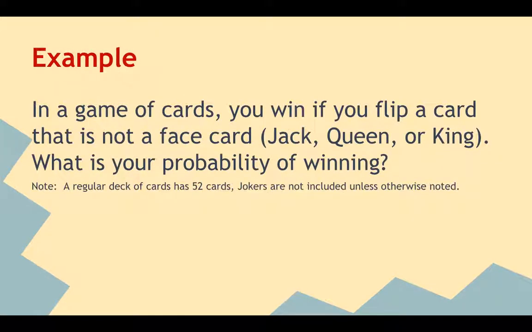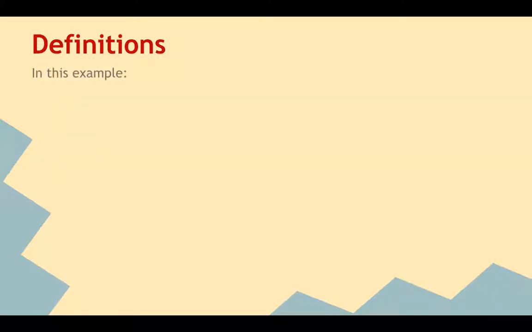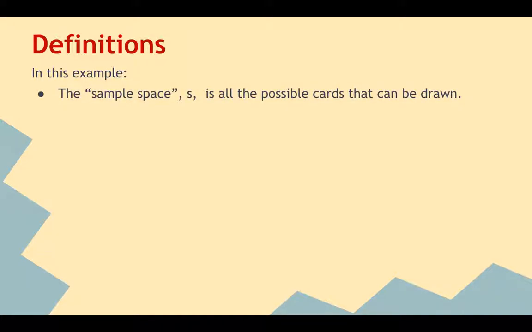Here's an example that we can work through the notation. You win if you flip a card that's not a face card. So the question is, what's the probability of winning? If you flip what we call a number card, the reason why we say not a face card and not a number card is just to get this idea of the indirect method. It's a simpler concept, but really what we are looking at is what's the probability of flipping a number card.